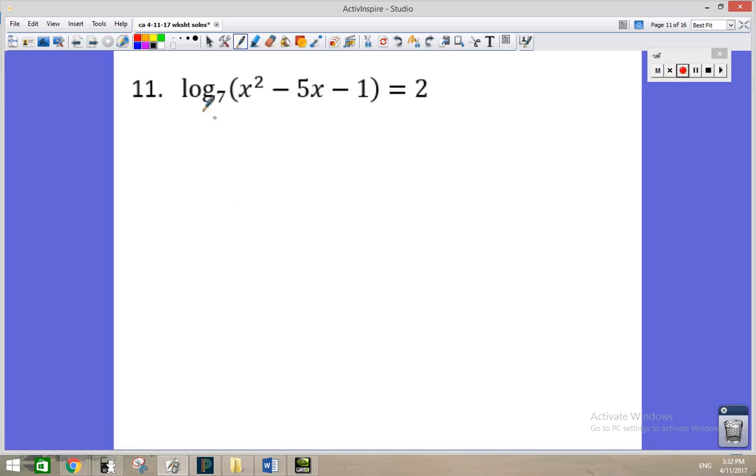Alright, so the log is by itself here on the left, and I don't have a property that allows us to distribute. This is not log times this, so we don't distribute a logarithm. I would call this a log form, and I want to convert this log form to an exponential form. This base of 7 will have an exponent associated with it, not the variable expression here, but this number 2, because a logarithm equals an exponent. So this is 7 squared, and that equals x squared minus 5x minus 1.